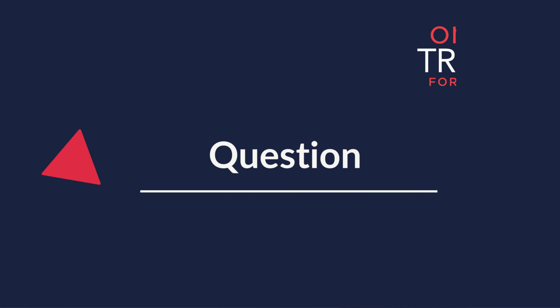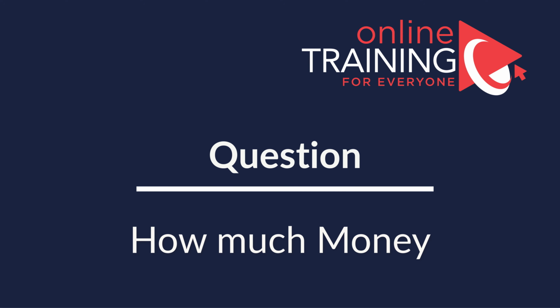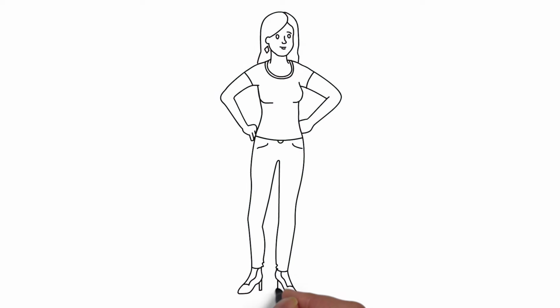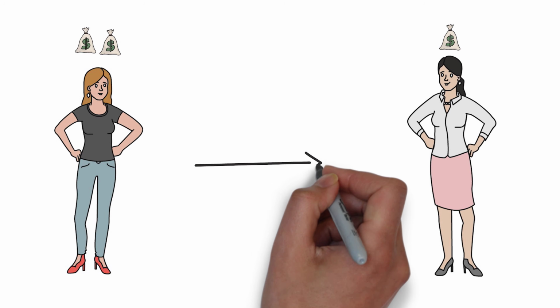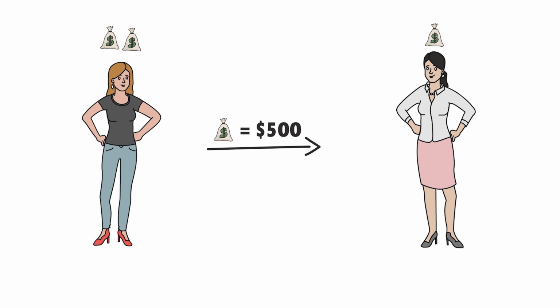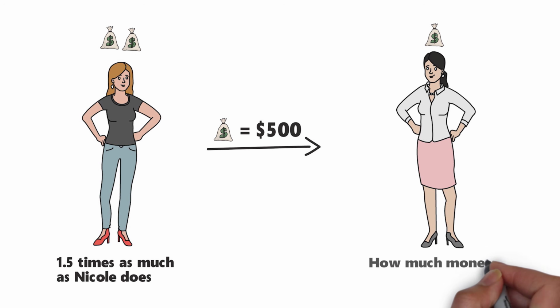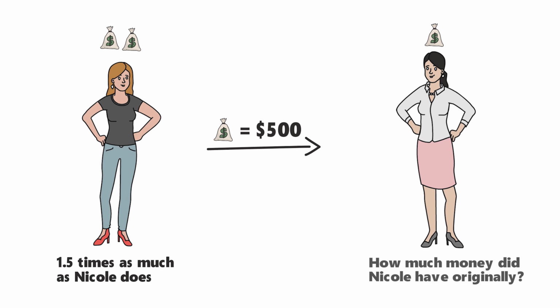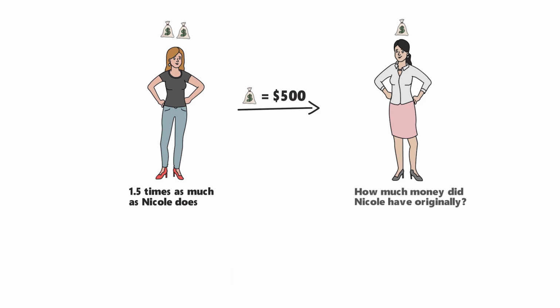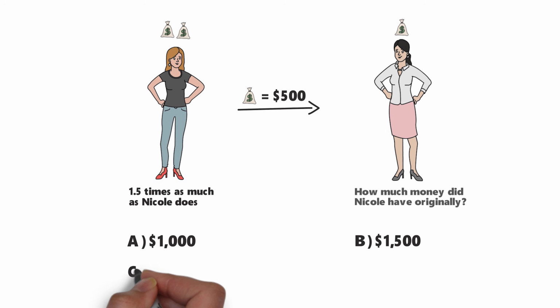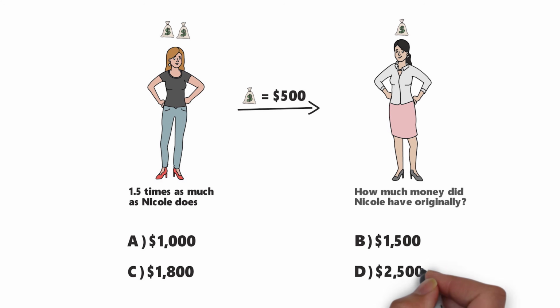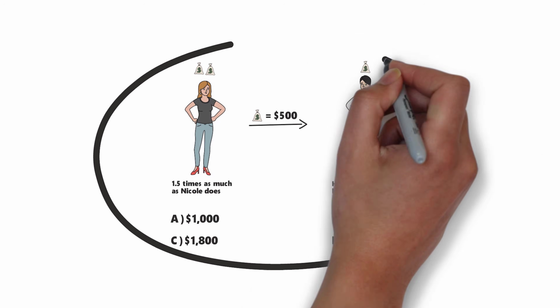Here's an interesting question, which tests your understanding of money management as well as accounting. Sarah has twice as much money as Nicole does. After Sarah loans $500 to Nicole, she will have 1.5 times as much as Nicole does. How much money did Nicole have originally? And you're presented with 4 different choices. Choice A, $1,000. Choice B, $1,500. Choice C, $1,800. And choice D, $2,500.